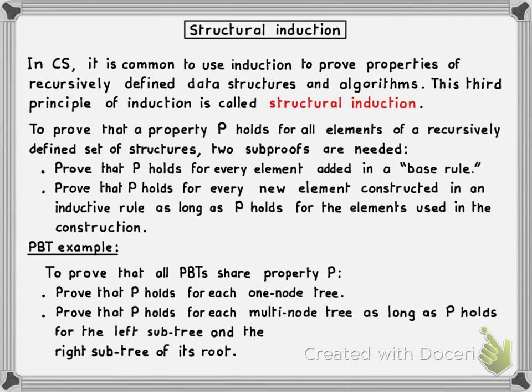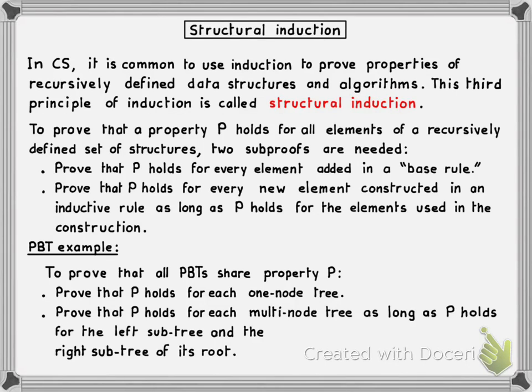Well, notice that in structural induction, it's very similar. First, we prove the property for the smallest trees, those that are produced directly by the base rule. And second, we prove that the property P holds for the bigger trees produced by the inductive rules, assuming that the property already holds for the smaller trees, namely the subtrees we're using to build the new ones.